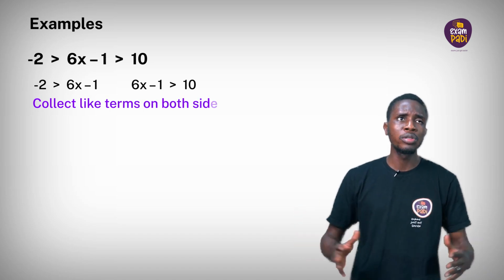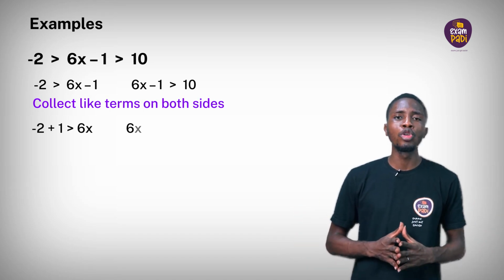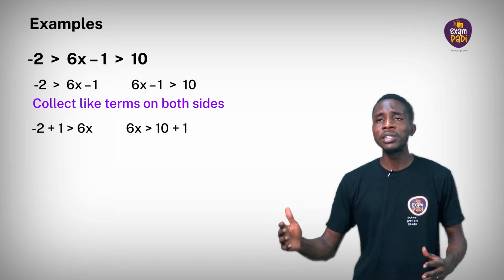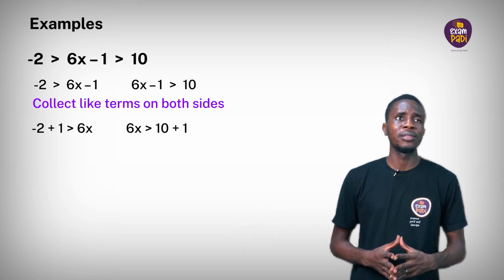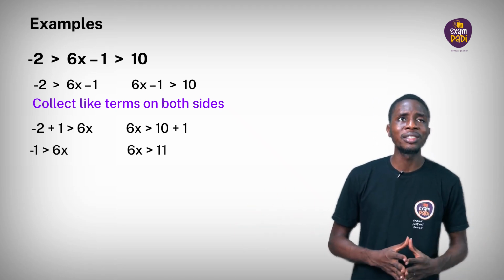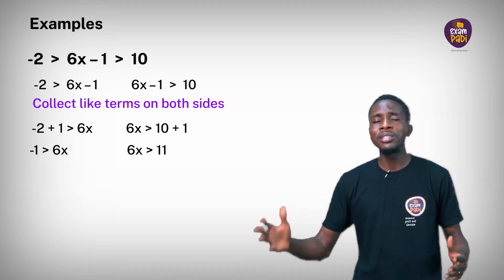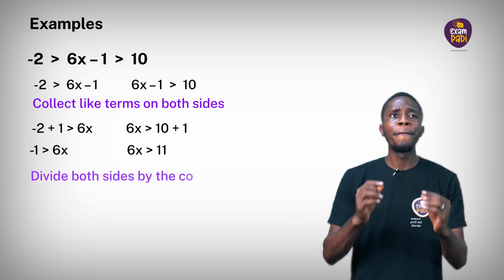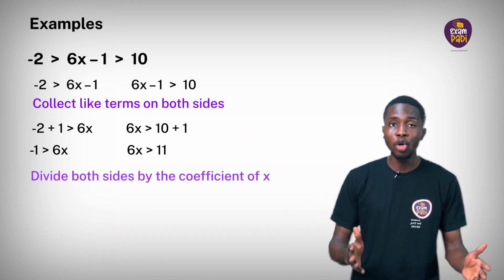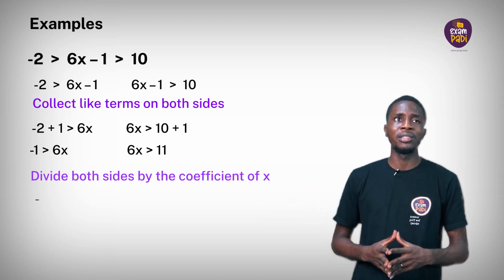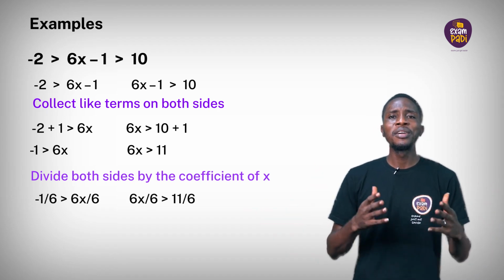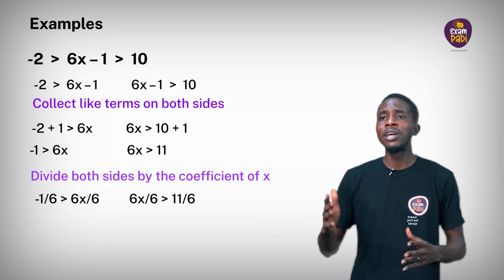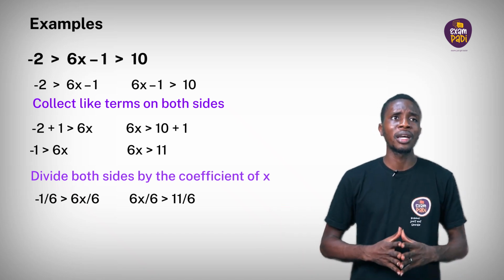Collect like terms on both sides. We have minus 2 plus 1 greater than 6x on the left-hand side, and we have 6x greater than 10 plus 1 on the right-hand side. Minus 1 greater than 6x on the left-hand side, 6x greater than 11 on the right-hand side. Divide both sides by the coefficient of x. Minus 1 over 6 greater than 6x over 6 on the left-hand side, 6x over 6 greater than 11 over 6 on the right-hand side.